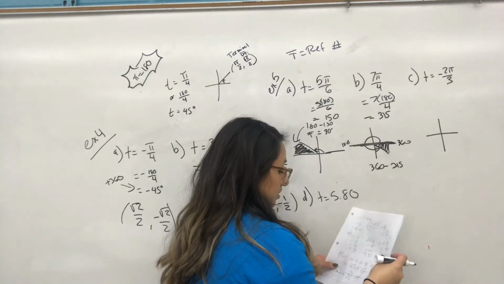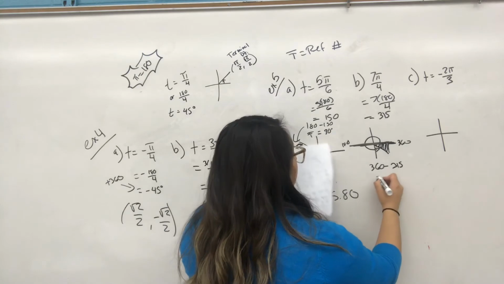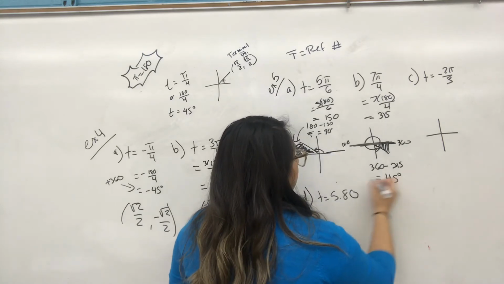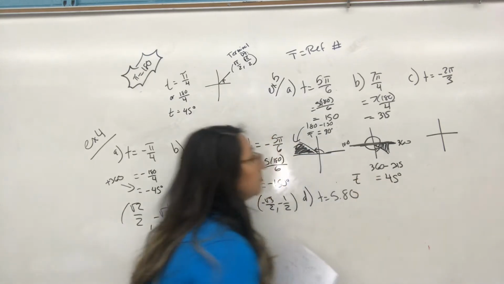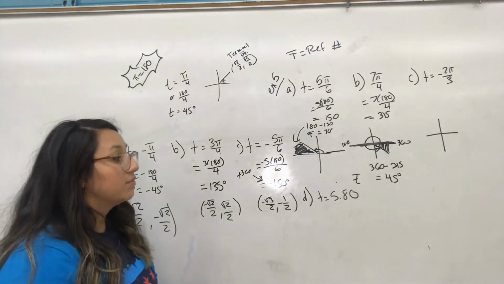So we subtract the 2, and you end up with 45 degrees. So that means your reference number is 45 degrees.